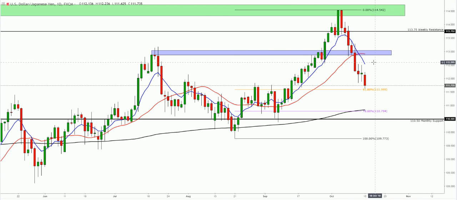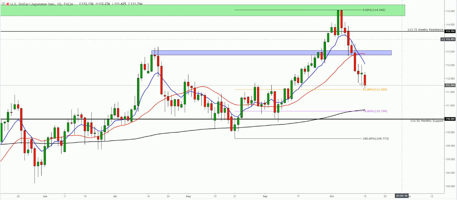In terms of fundamentals this week for the dollar, we've got retail sales later today, which may affect price, as well as FOMC meeting minutes on Wednesday.